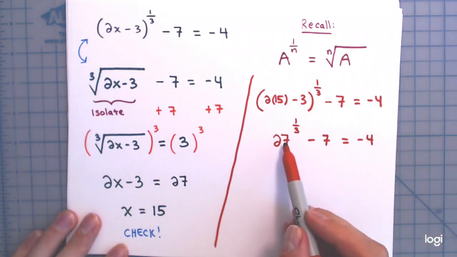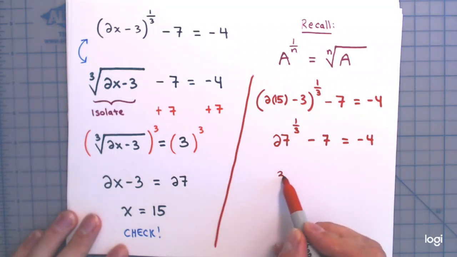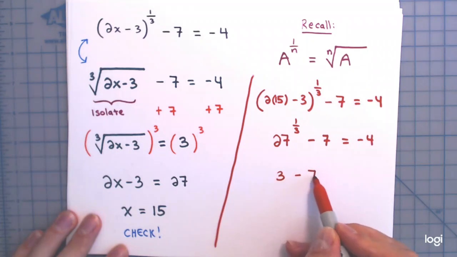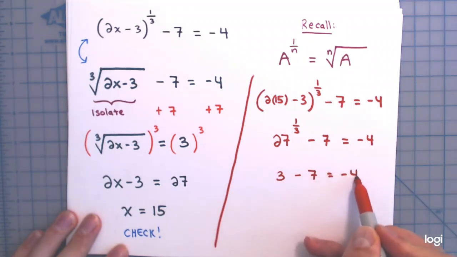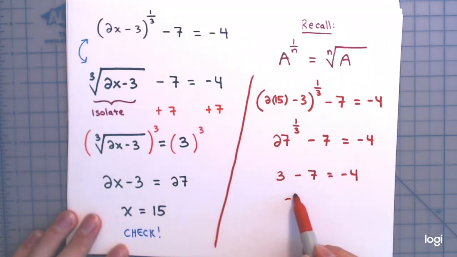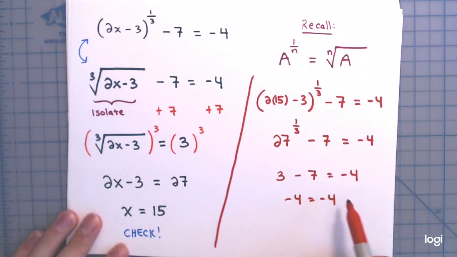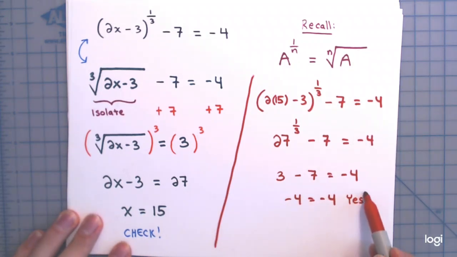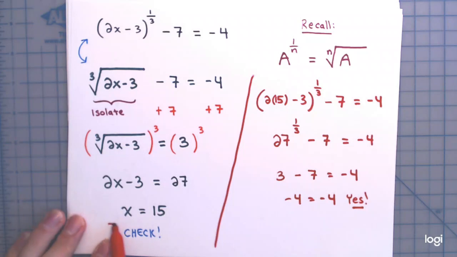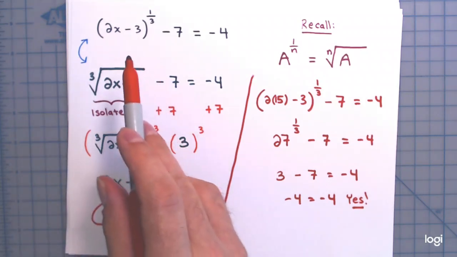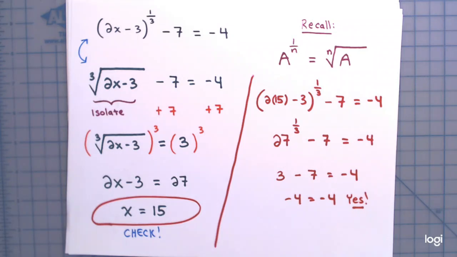And remember, this 27 to the 1/3 power is just the cube root of 27, and that's 3. So I have 3 minus 7, is that equal to -4? Yeah, 3 minus 7 is -4. We end up with the statement -4 equals -4. Yes, 15 is the solution to this equation. Does make it true.